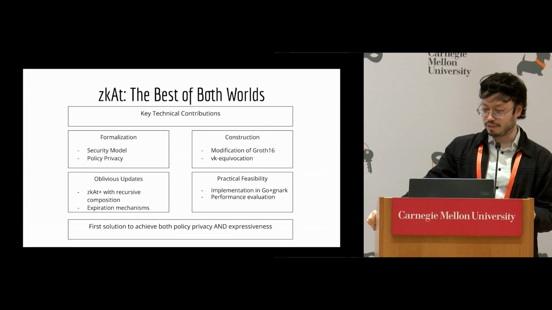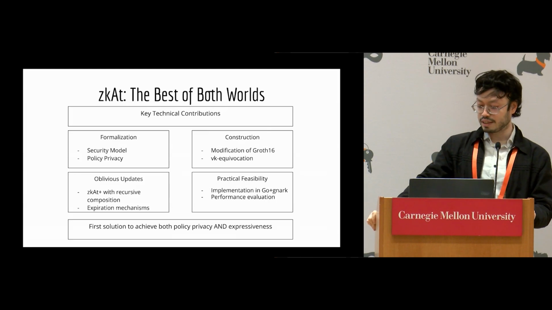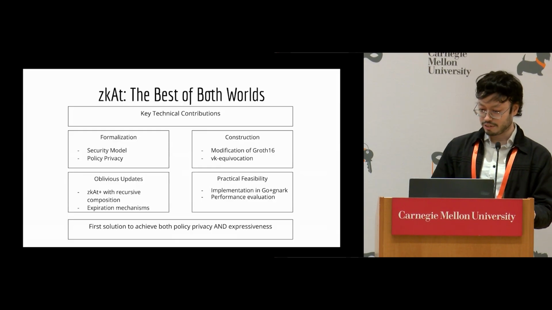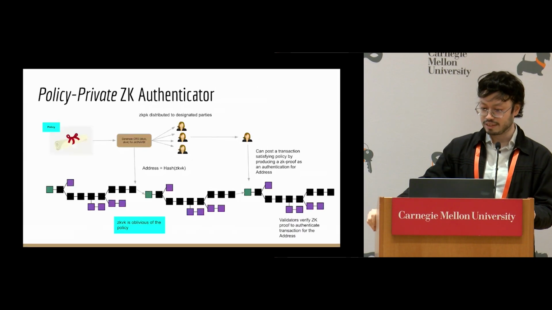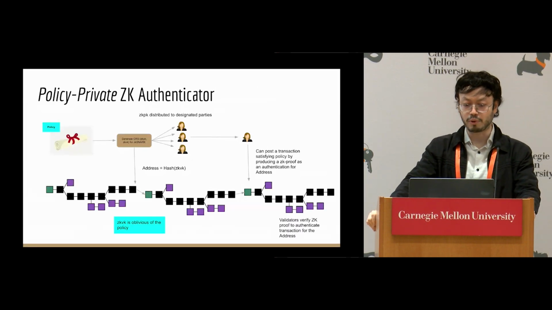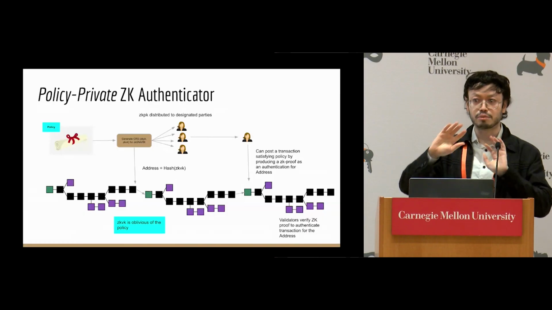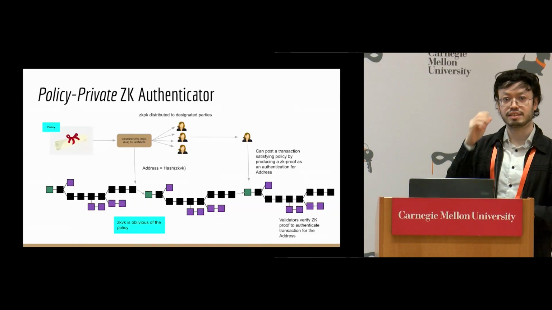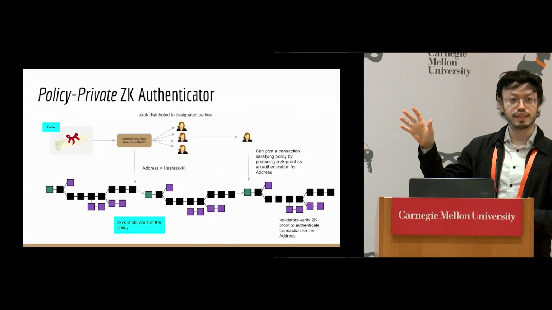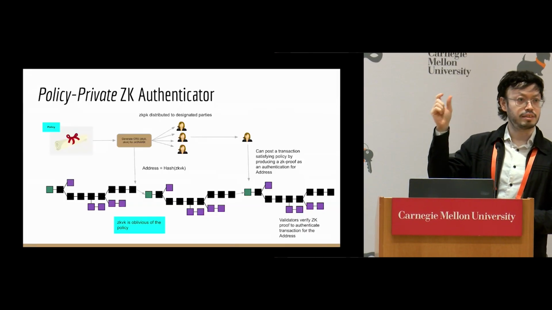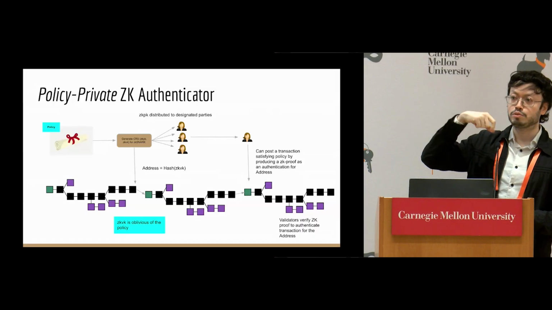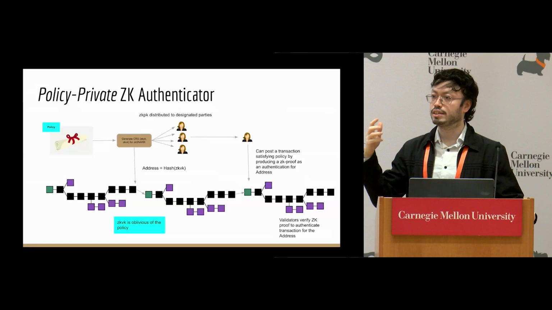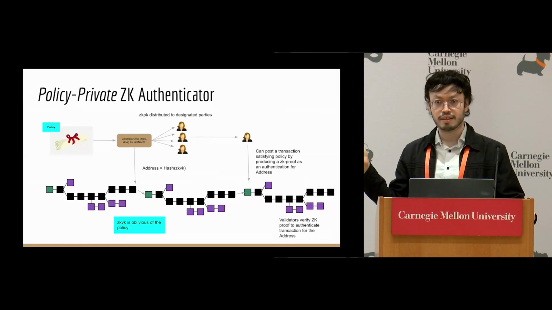We also did some practical experiments, and our early results are promising. Okay, so let's now see how this policy private zk authenticator would work. The setup is the same as before. So again, the policy admin generates this CRS, which is a zk proving key and zk verification key. The zk verification key, again, is bound to the address. The validators validate transactions using the zkVK.